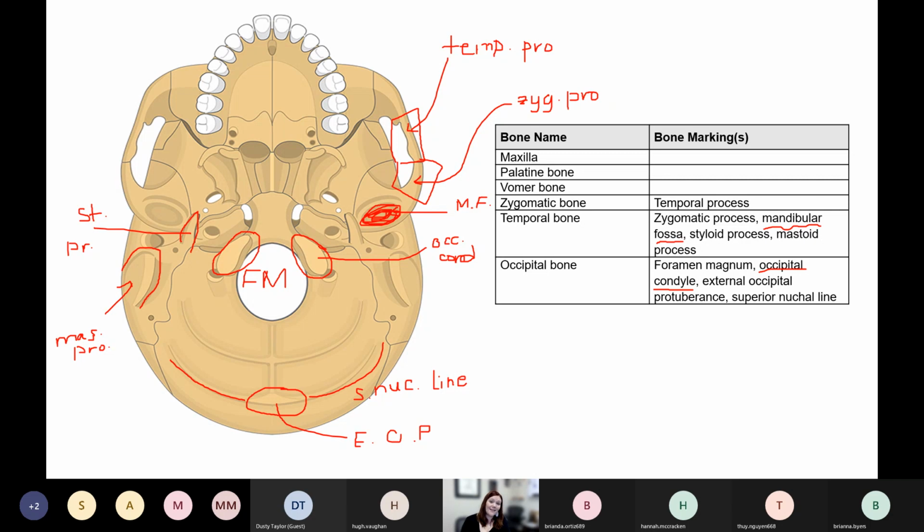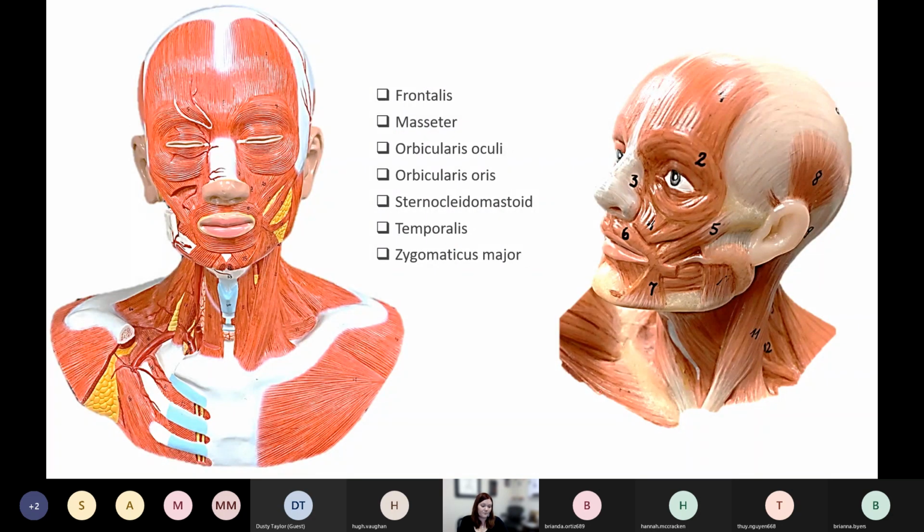Lots of bone markings of the skull this week. But the good news is we actually don't have too many muscles that we're learning this week, so that's going to help us out. So we've wrapped up our bone markings. Let's go into our muscles.